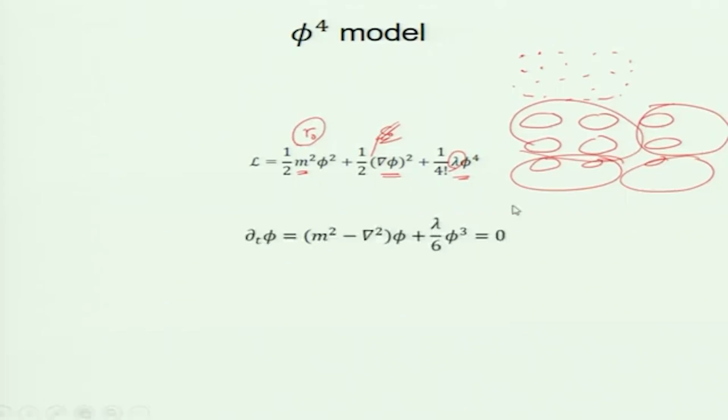I can derive the equation of motion from this. So, I will get this equation of motion. Now, we will set this to equilibrium. Equilibrium means that d by dt of phi is 0. So, I am going to work with this equation to renormalize.